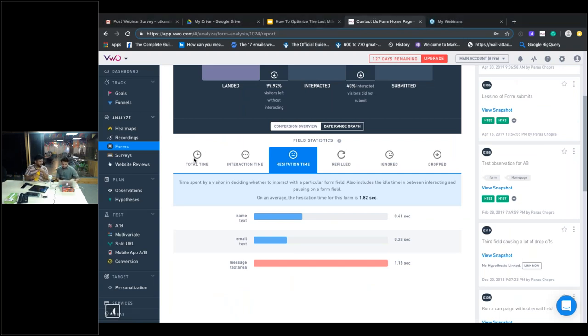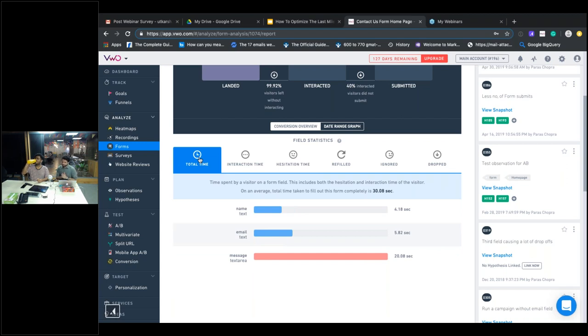Here is the result of a form which we ran, and we don't want to share the analytics of that. So you just quickly go through it. The kind of information a form analysis provides tells you the total time a visitor or your user is spending to fill out the form, and that's broken down into every field of your form. If you take this particular example, in one of our forms we have a subjective field, which takes close to 20 seconds for a user to fill out.